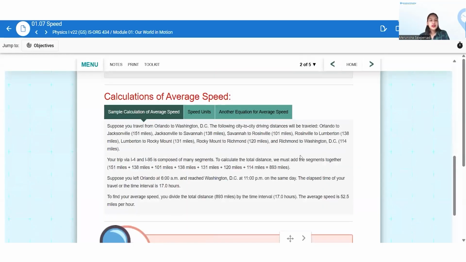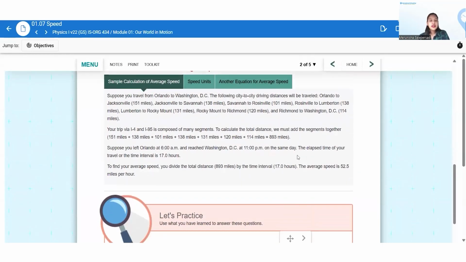So, a sample calculation of average speed. Suppose you're trying to travel from Orlando to Washington. You're going to go from Orlando to Jacksonville, Savannah, Rosenville, Lumberton, Rocky Mount, Richmond, and Washington. Calculate the total distance that you traveled. So add all of them up. And that's the first part. So 893 miles. Now, they say that we left Orlando at 6 in the morning, reached Washington at 11 p.m.